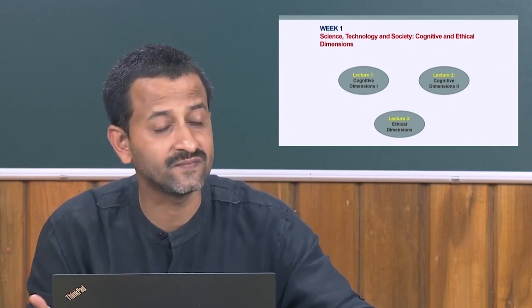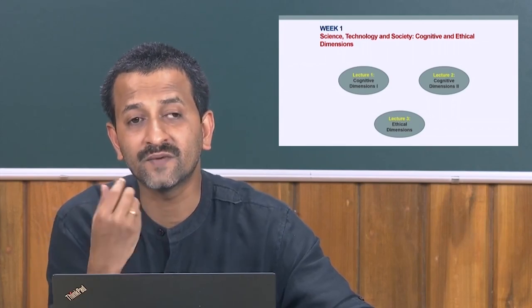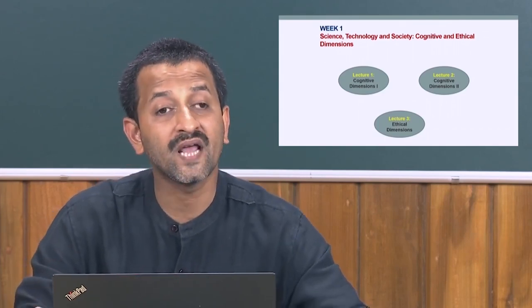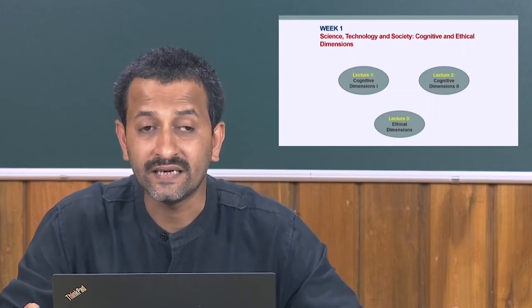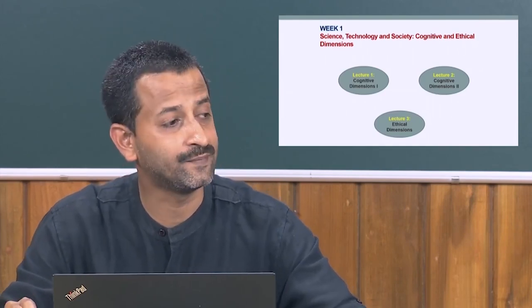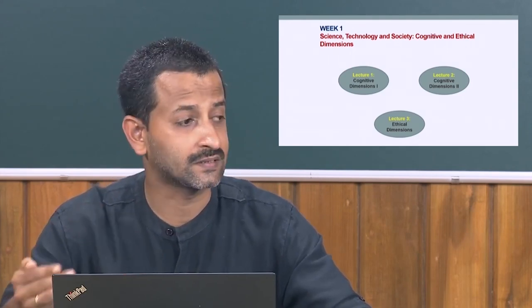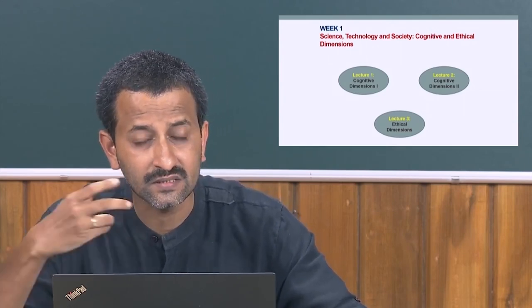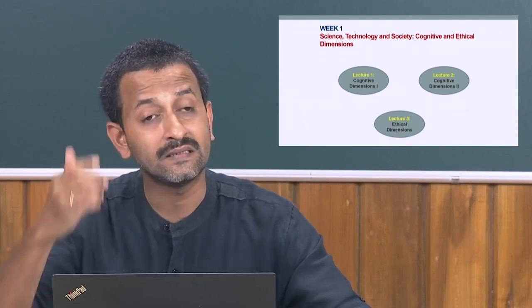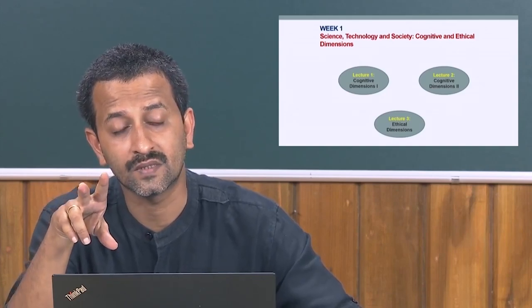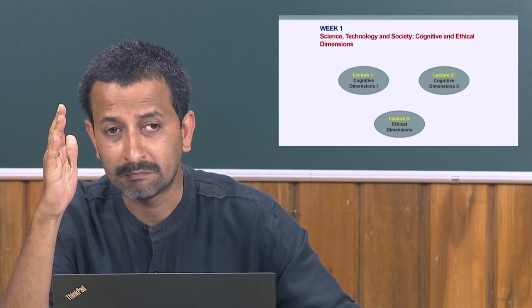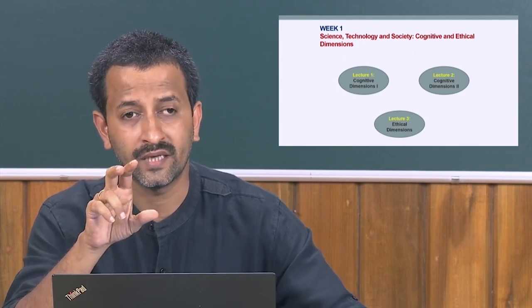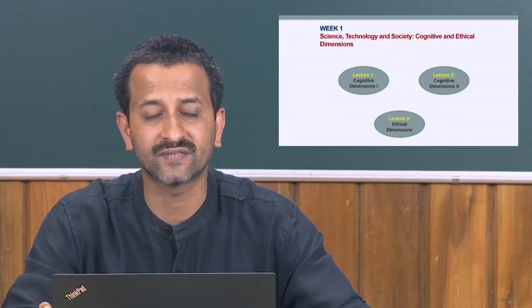There are different perspectives on this relationship, different perspectives on STS, and different models of STS, namely the linear or hierarchical model, secondly the interactionist model, and thirdly the embedded model. We have discussed that the linear or hierarchical model and the interactionist model come under the internalist characterization of science.